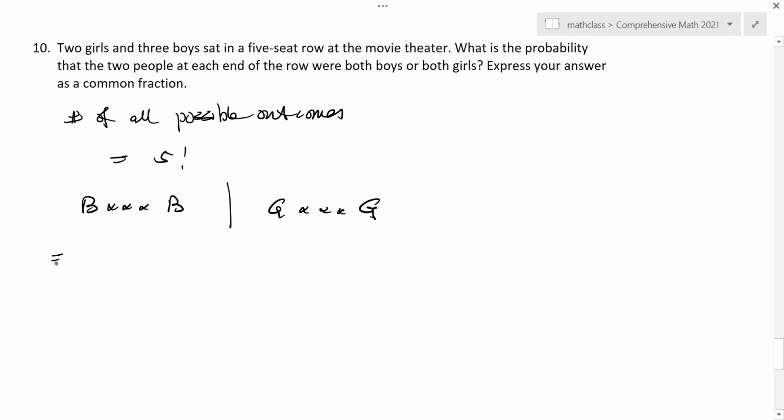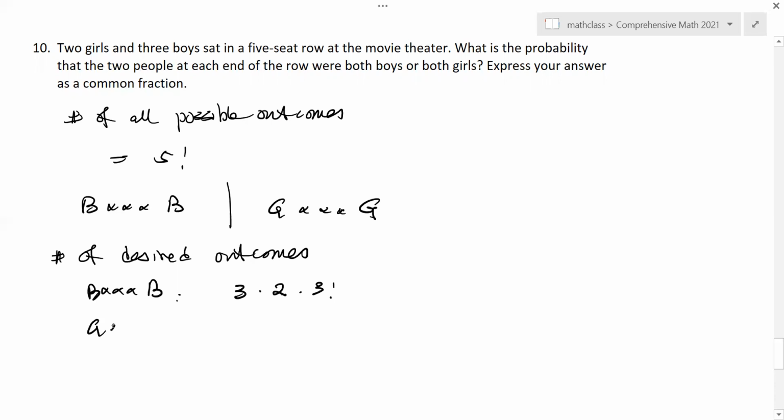the number of outcomes for this pattern: how do you make the arrangement? You select 1 boy and put him on the left, and there are 3 choices. Then you select the second boy and put him on the right end, and you have 2 choices because you only have 3 boys. Then the remaining 3 students you can arrange in the seats randomly, which is 3 factorial.